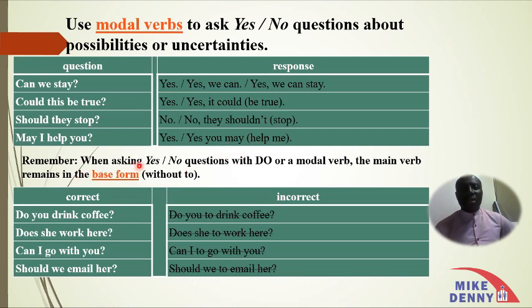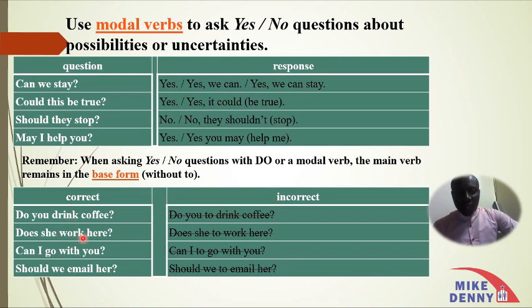Remember, when asking yes or no questions with do or a modal verb, the main verb remains in the base form without to. For example, the correct form we use, excuse me, dear students, is: Do you drink coffee? Not do you to drink coffee. No, we use the verb in the base form, after the verb to do. Do you drink coffee?